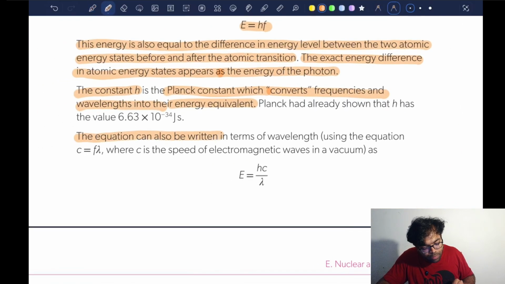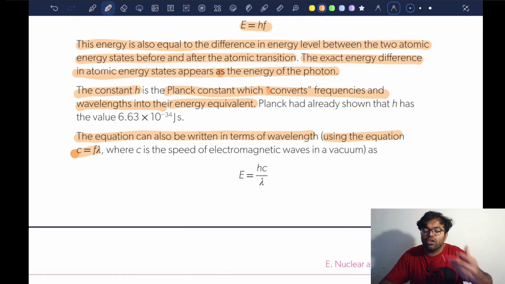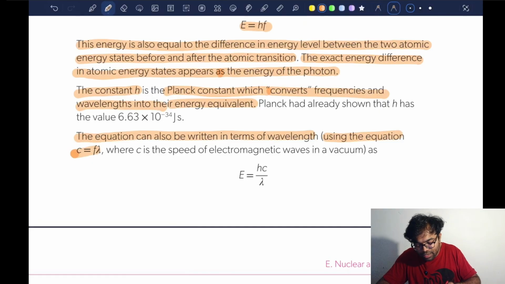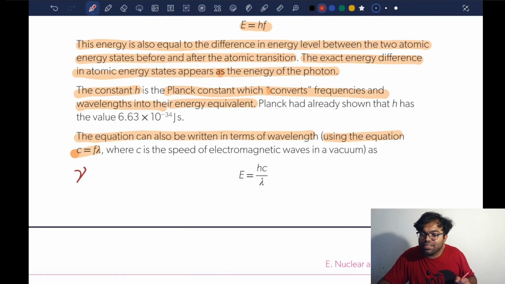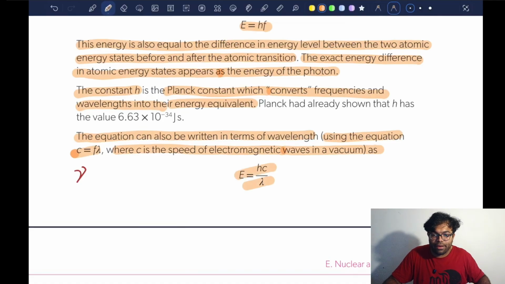The equation can also be written in terms of wavelength. Using the equation c is equal to mu lambda, mu or f. You guys use f, we use the letter mu. For us, frequency is this. Now where c is the speed of the electromagnetic wave, E is equal to hc by lambda.